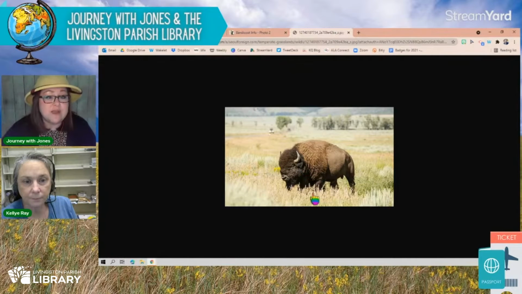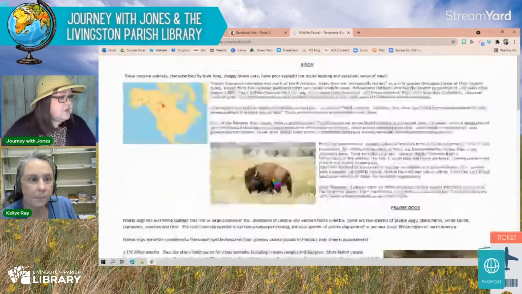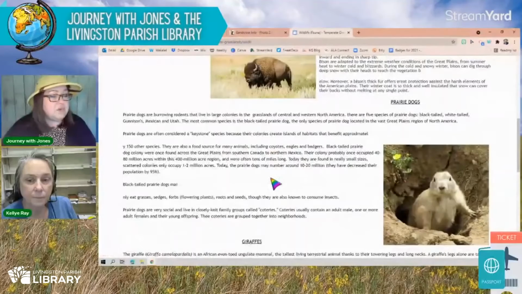They are nomadic grazers, so they travel around in herds. They go from place to place, and they travel in herds. That is the bison. And we are also going to talk real quickly about prairie dogs.